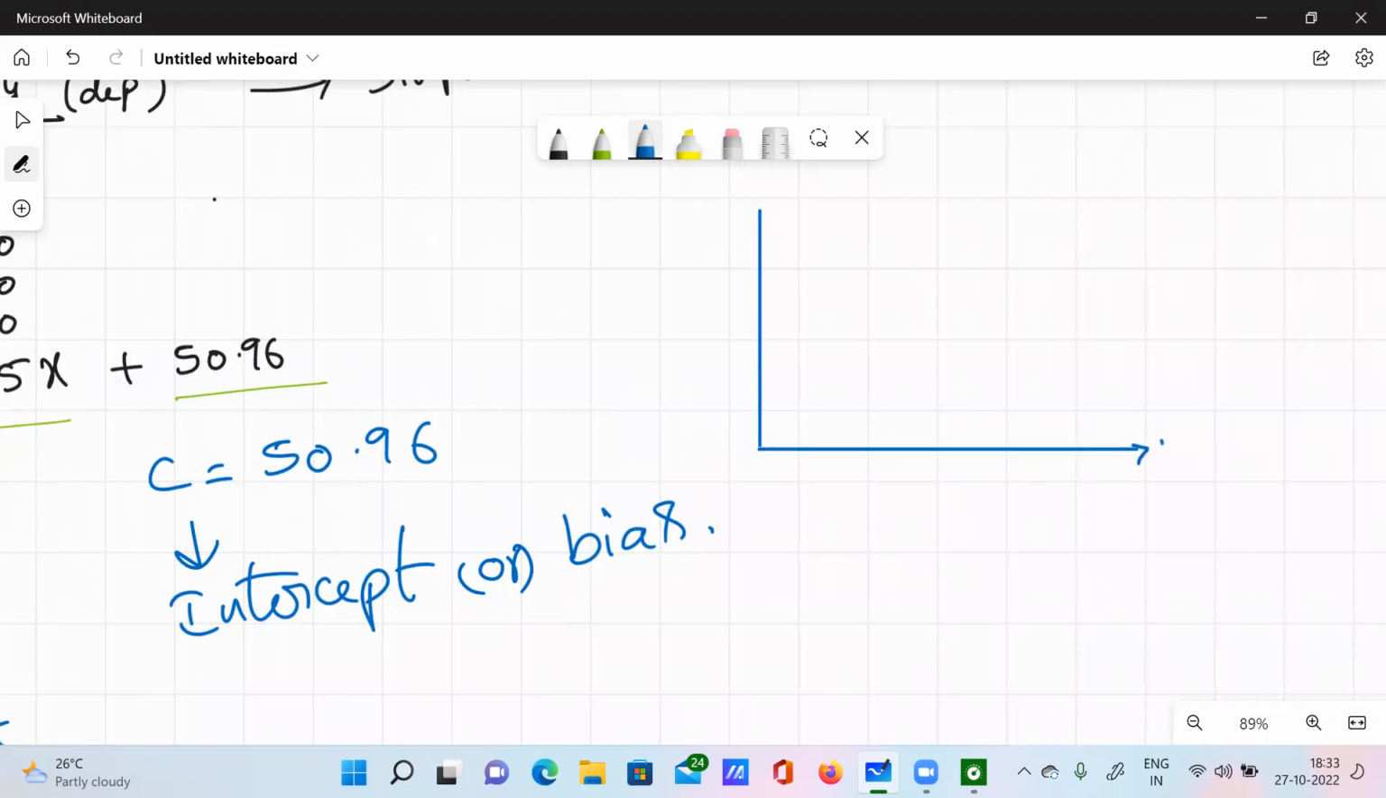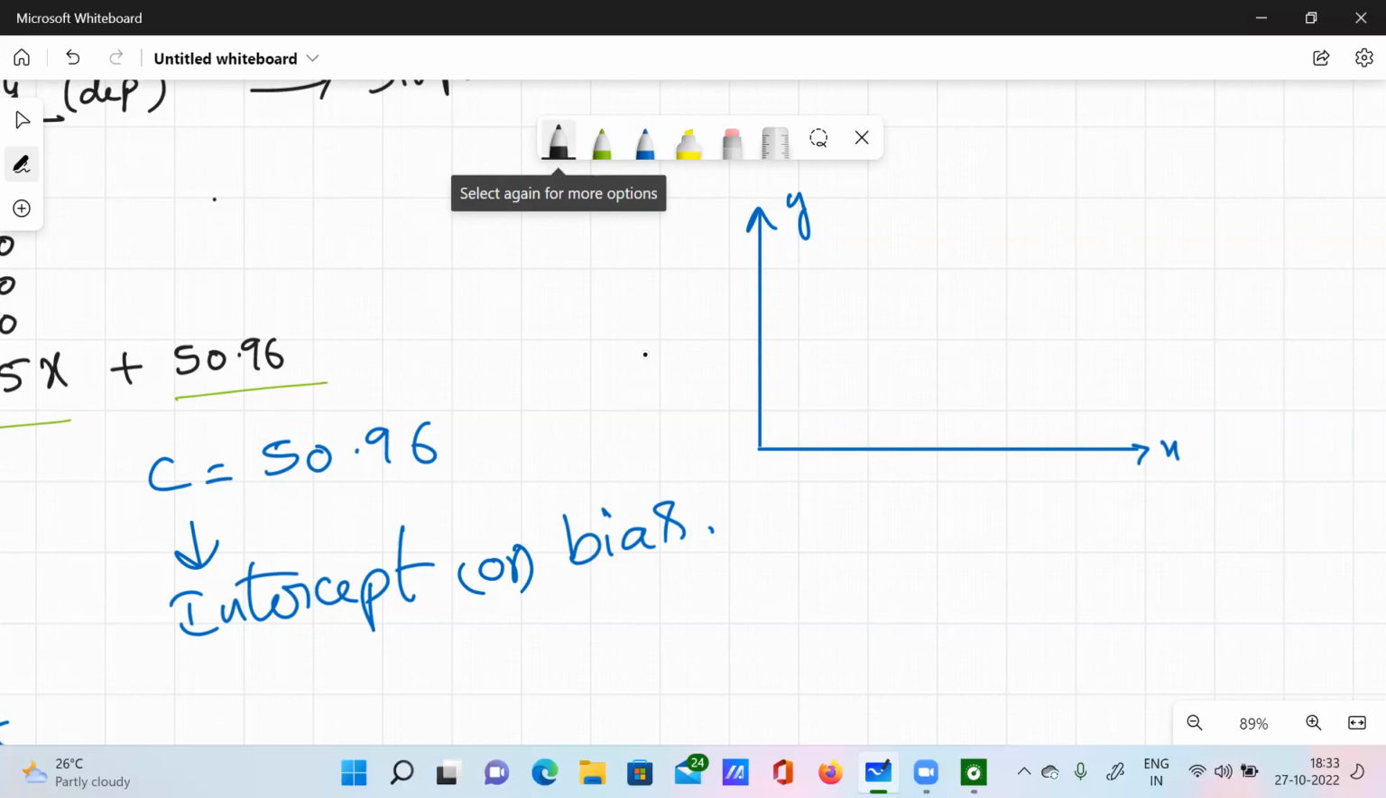So okay, this is the X, and this is the Y. So what is meant by this intercept here? The intercept, that is this particular value 50.96, is nothing but the value of y when all the inputs are actually 0.